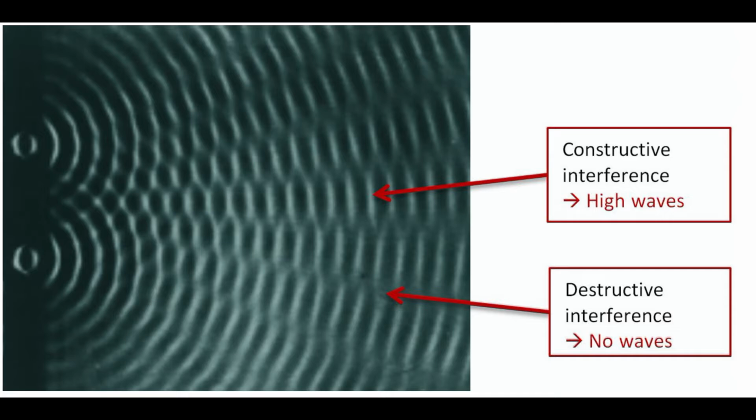And when it is with light, that same thing happens as well. So you have areas of bright light and areas of no light. And that's what we'll be using to take a look at diffraction here.